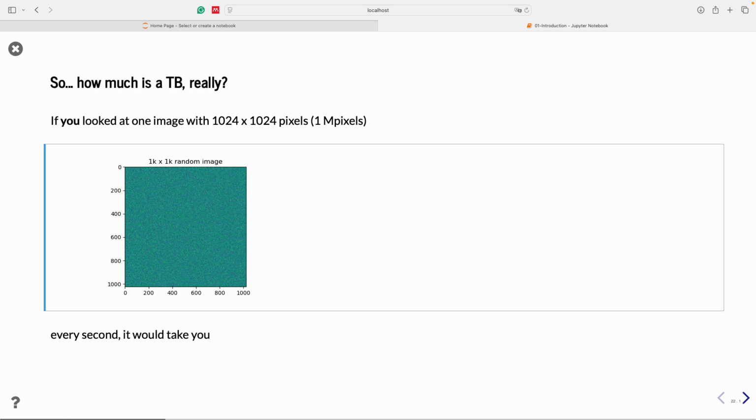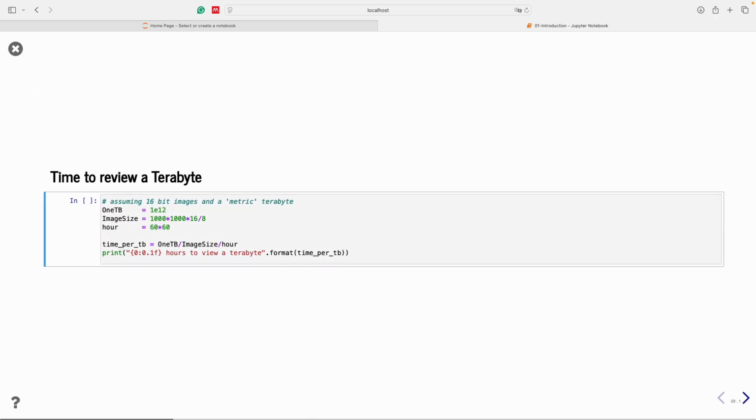So I have been talking about terabytes, and if you looked at an image like this, it is just noise. It's 1,000 by 1,000 pixels, 1 megapixel, every second. Then it would take you quite some time to look at it. So if we look at this example, we have 1 terabyte, which is 10 to the power of 12. The image size is something like this.